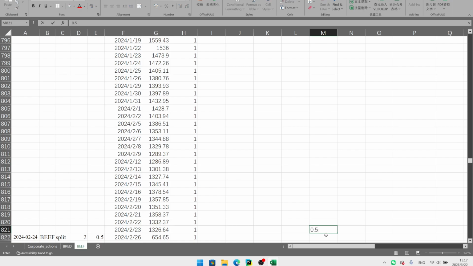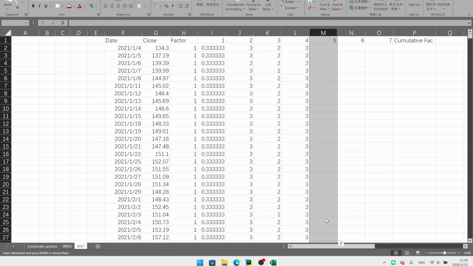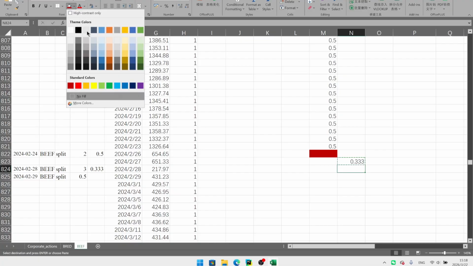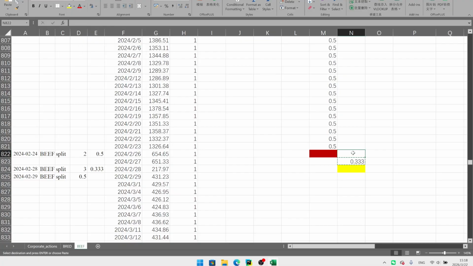0.5. So I need this other color to make a highlight of this amount. And this one, 28, is this function 0.033, 0.33, 333. Yes, highlighting yellow.